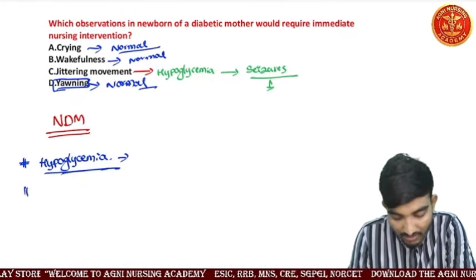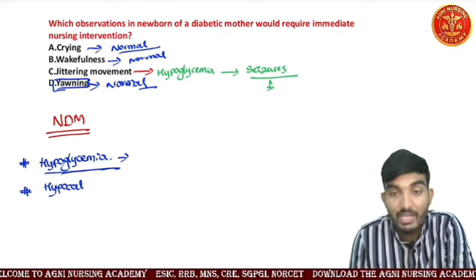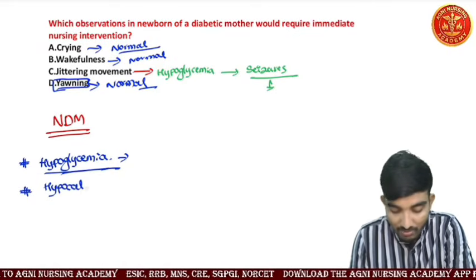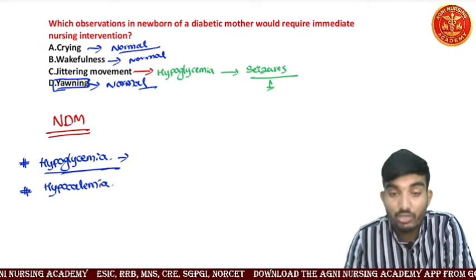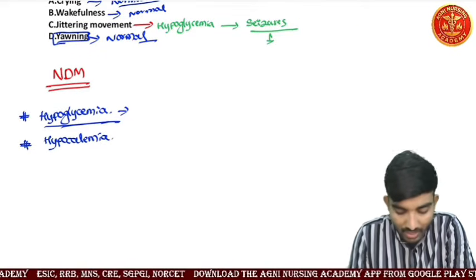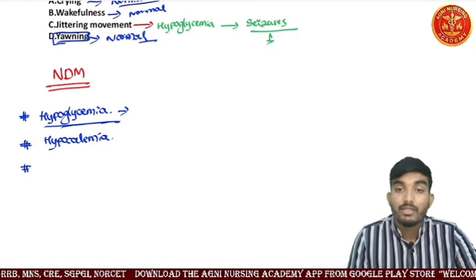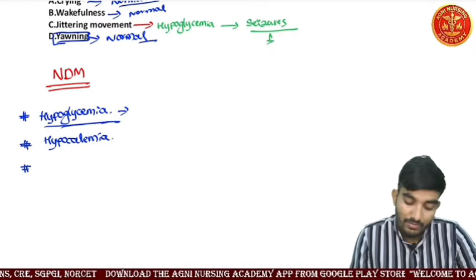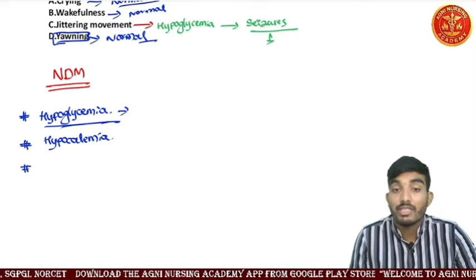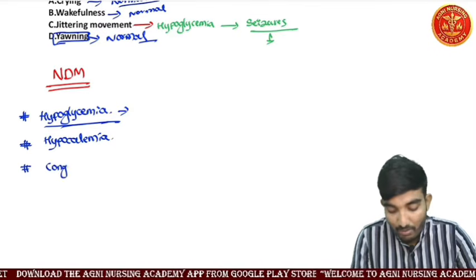Another thing is hypocalcemia, because of immature parathyroid hormones. And in the newborn of a diabetic mother, some congenital abnormalities will be present. Congenital abnormalities.